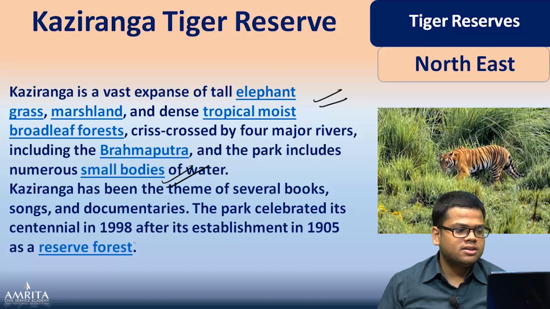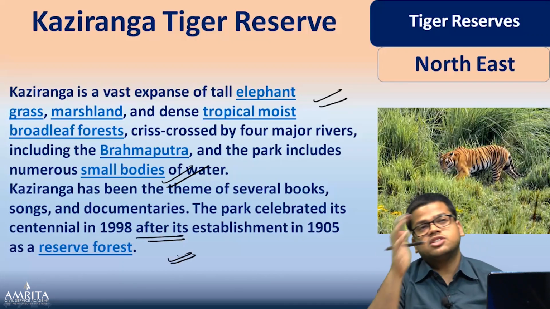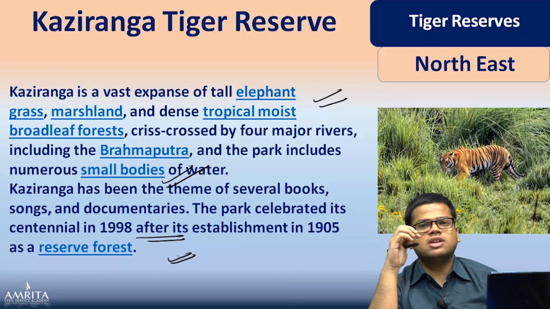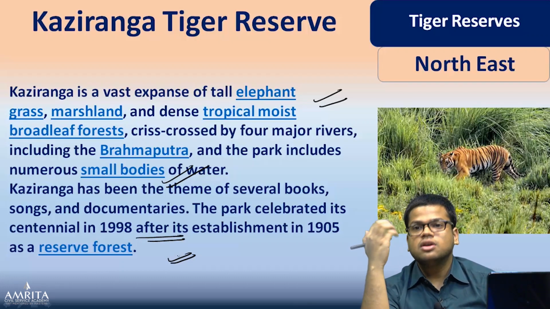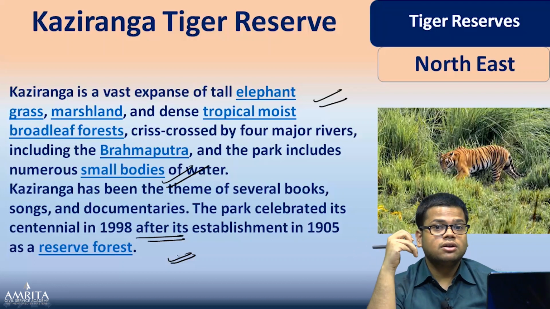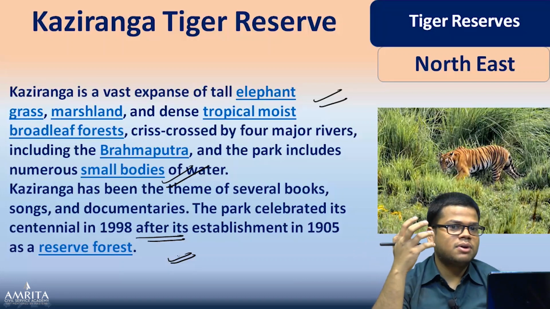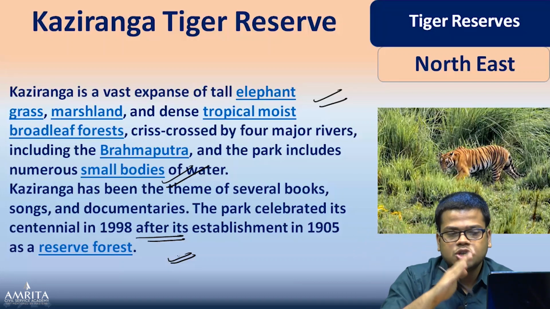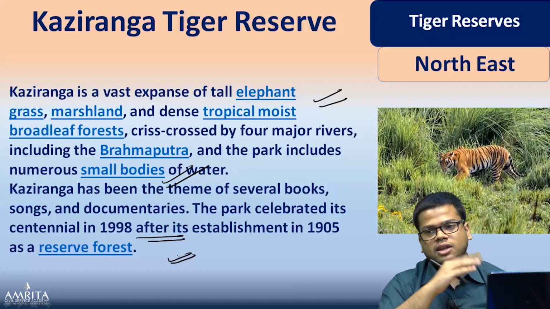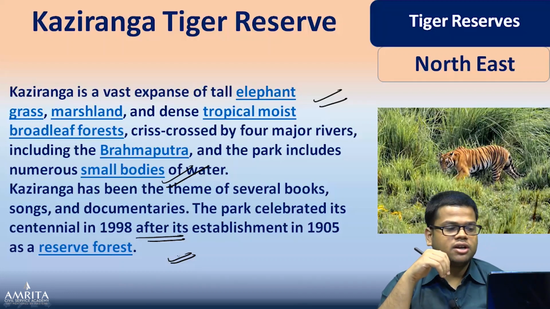The park celebrated its centennial in 1998. It was established very early in the British time, because of its so much importance. Like we have seen Jim Corbett. Jim Corbett was earlier Hailey National Park, right? So it is a very old national park. Then Tiger Reserve was made after Project Tiger.